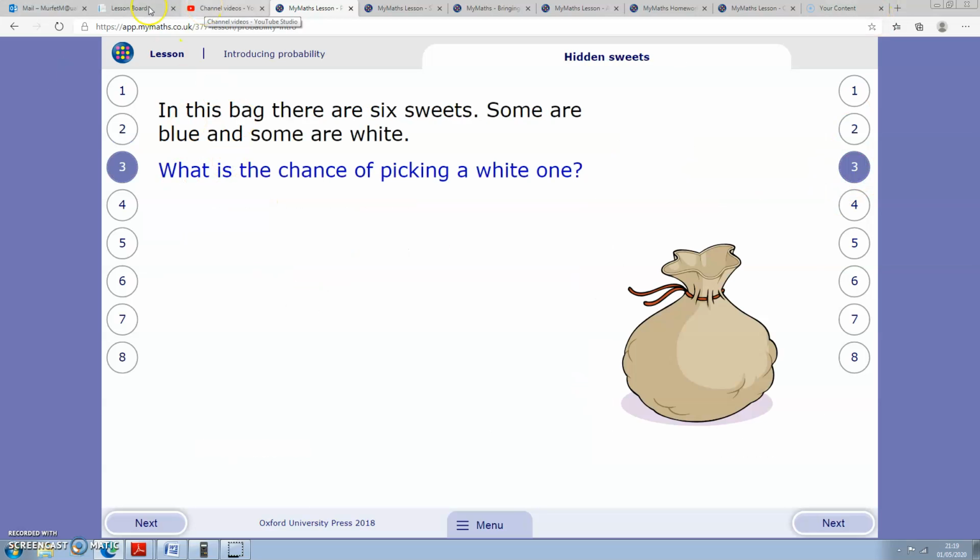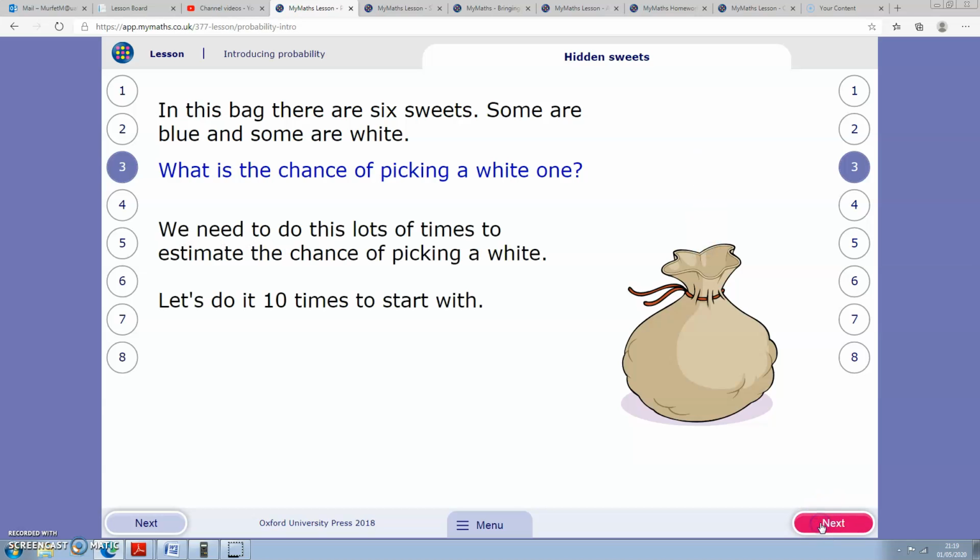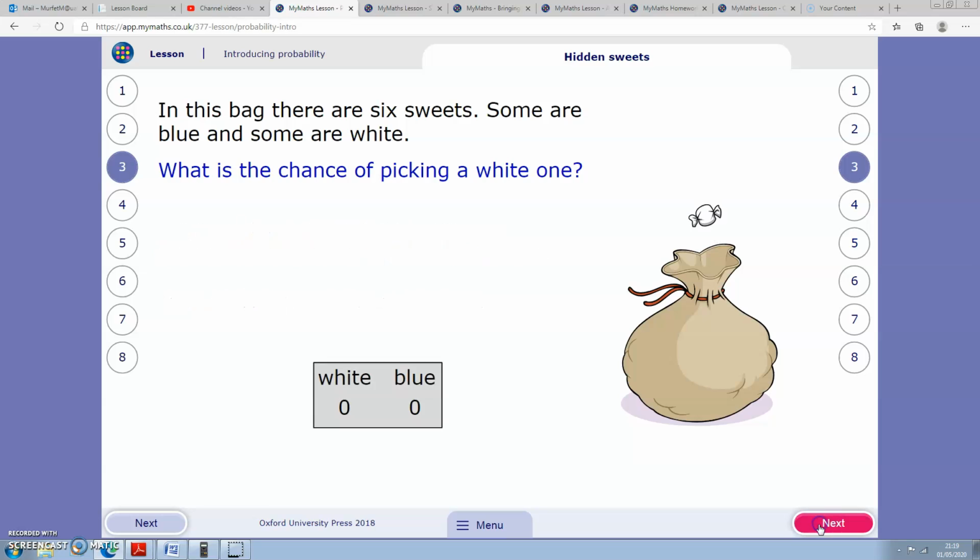In this bag there are 6 sweets. Some are blue, some are white. What's the chance of picking a white one? Well, we don't know. We can't see what's in it. So we pick one out, it's blue, put it back in, pick another one out. We do it 10 times to start with.